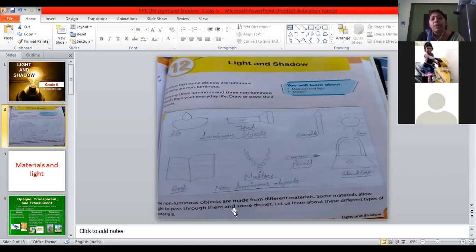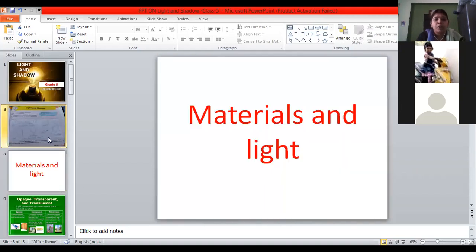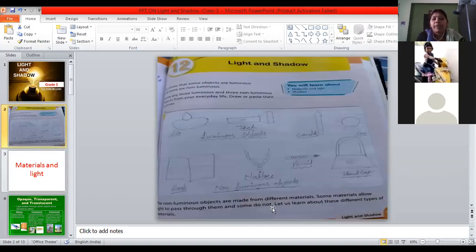So the non-luminous objects are made from different materials. Some materials allow light to pass through them and some do not. According to that, we have categorized all the materials into three types. Even among these non-luminous objects, some of them are made up of different materials. Some of them allow the light to pass through them. Some of them do not allow the light to pass through them. So they are categorized into mainly three types.